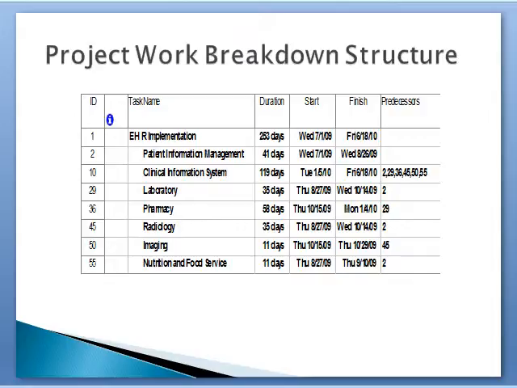The total project will take 253 days to complete. It will begin on Wednesday, July 1st, 2009, and will finish on Friday, June 18, 2010. Although all of these tasks must be completed, some cannot be started until others are complete. For example, the pharmacy task cannot begin until the laboratory task is complete. Additionally, the clinical information system task cannot be started until all other 6 tasks are complete.